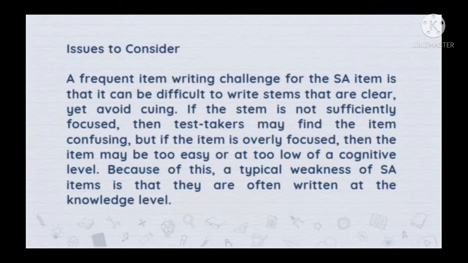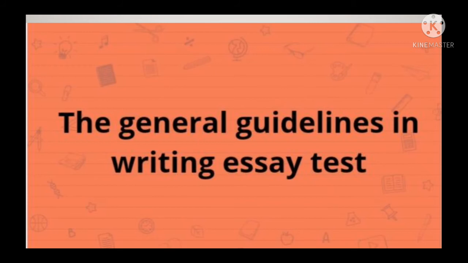Issues to consider in a short answer item test. A frequent item writing challenge for a short item is that it can be difficult to write stems that are clear yet avoid cueing. If the stem is not sufficiently focused, then test takers may find the item confusing. But if the item is overly focused, then the item may be too easy or at too low of a cognitive level. Because of this, a typical weakness of short answer items is that they are often written at the knowledge level.